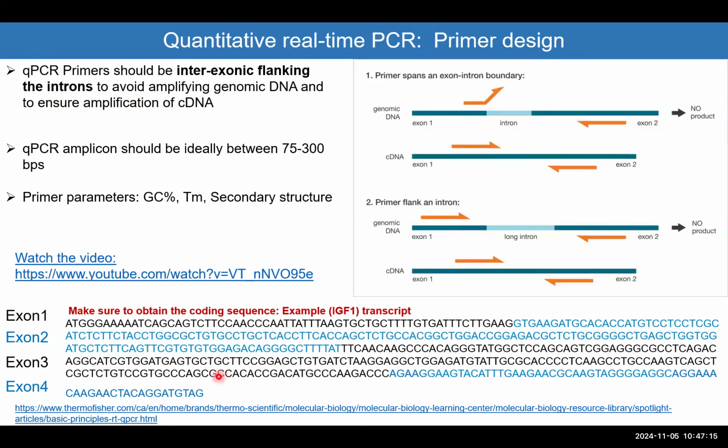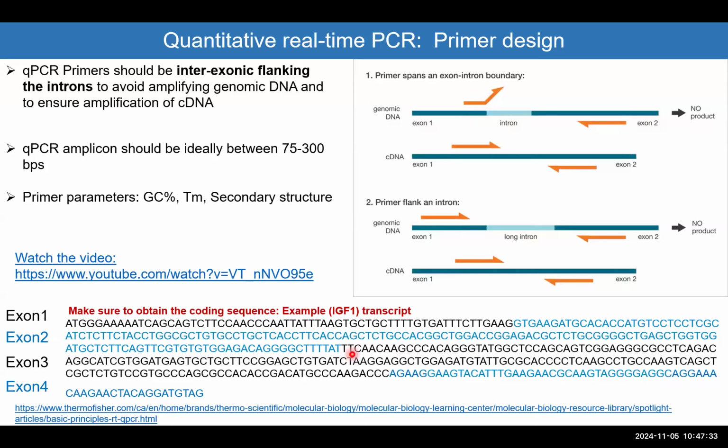Or you can do exon number 3 as forward and exon number 4 as reverse. That's what I was saying. You can make any combination you want between 1 and 2, 2 and 3, 3 and 4, or 2 and 3.